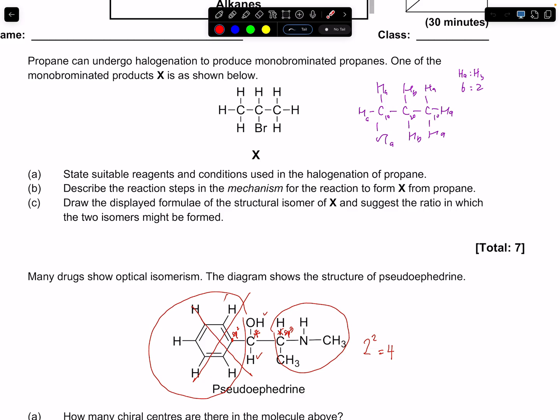Wait, if it has 0 hydrogens, is it still tertiary? There's 0. How many is it supposed to have? Originally, 4? Because this carbon here, the start of the ring, has 0 hydrogens, right?